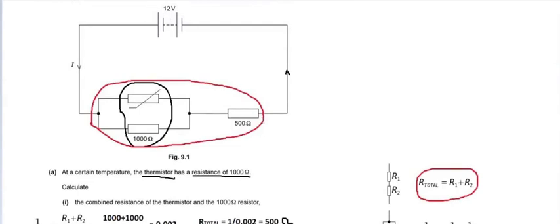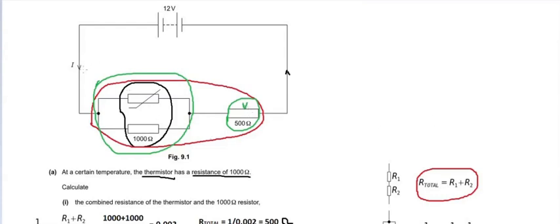Now again we know what happens in a series circuit: the potential difference splits. So there are two combinations over here. This is the first combination, and this one is the second combination. So potential will split across this and across this. We need to find the potential across this 500 ohm resistor, and for that we will just use Ohm's law.